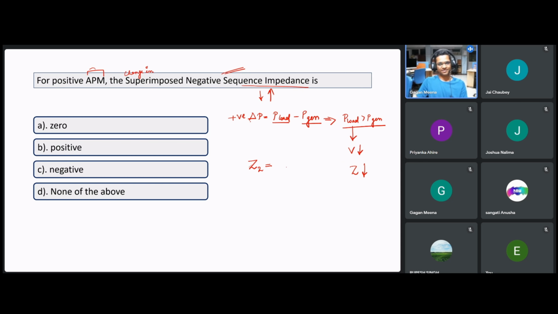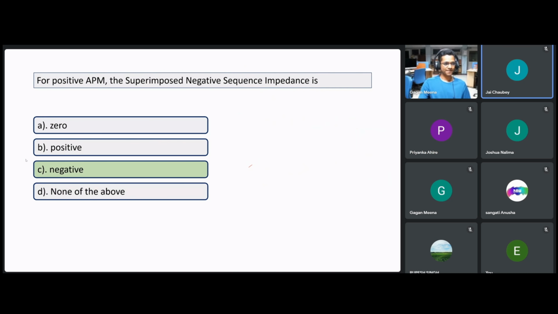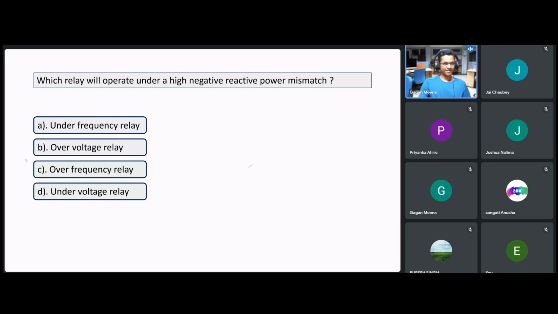So if we are measuring change in impedance, this is before and this is after islanding. So this is Z2, post islanding. Impedance after islanding has reduced. So what will happen to this change delta Z? It will be negative, correct? Yes, negative is correct.